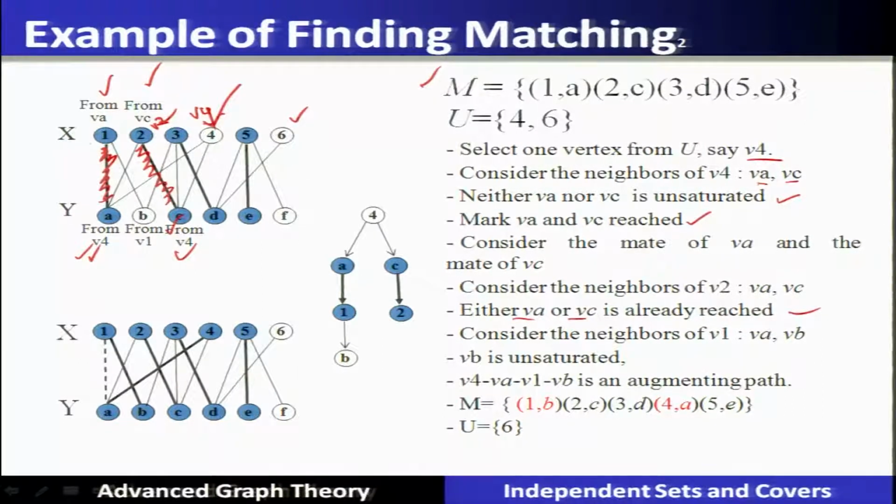Now, we will see the neighbors of V1. The neighbors of V1 are A, which we have already explored, and B, where B is unsaturated. Hence, starting from an unsaturated vertex we have reached an unsaturated vertex, and that is called an augmenting path. If we trace this augmenting path, we started from V4, then reached VA, and from VA we reached V1, and from V1 we reached B. This augmenting path is shown in green color, and once the augmenting path is identified, the algorithm terminates, and we have to modify the matching so that the next iteration will begin.